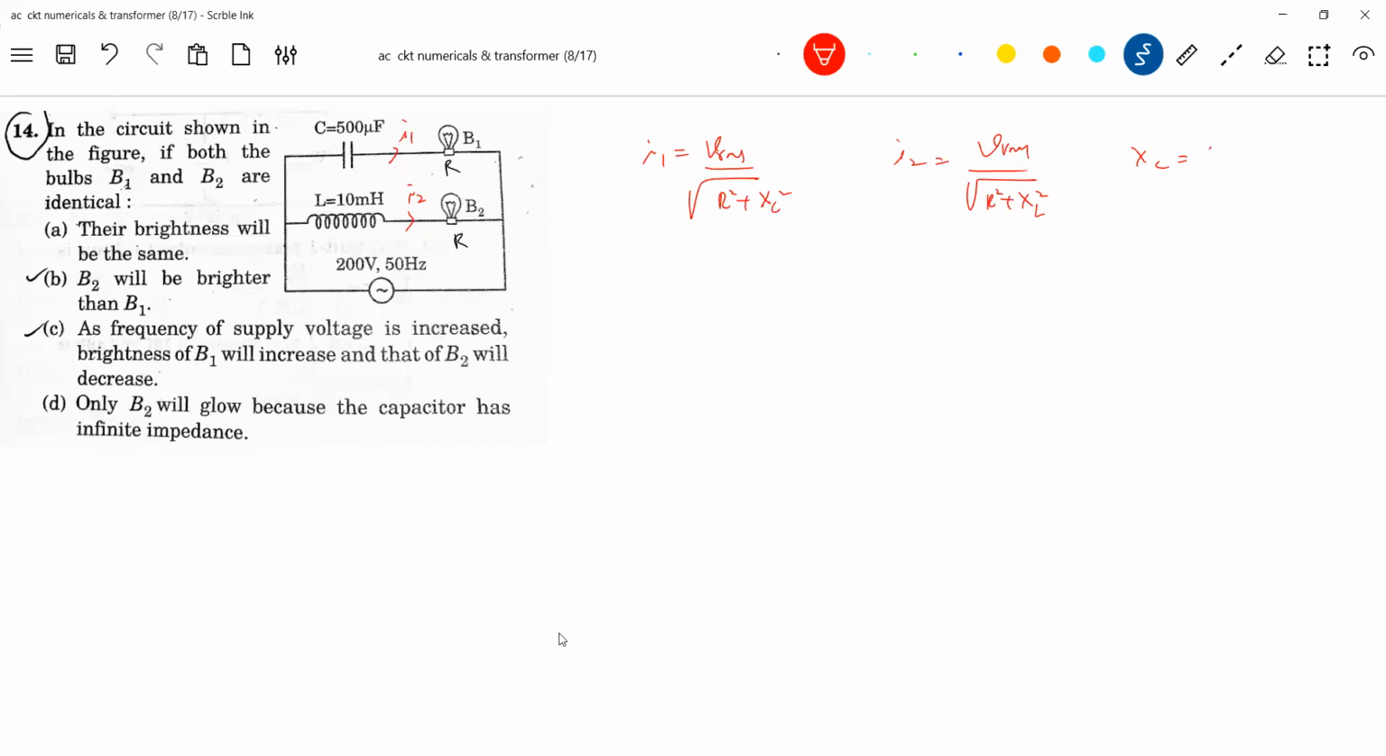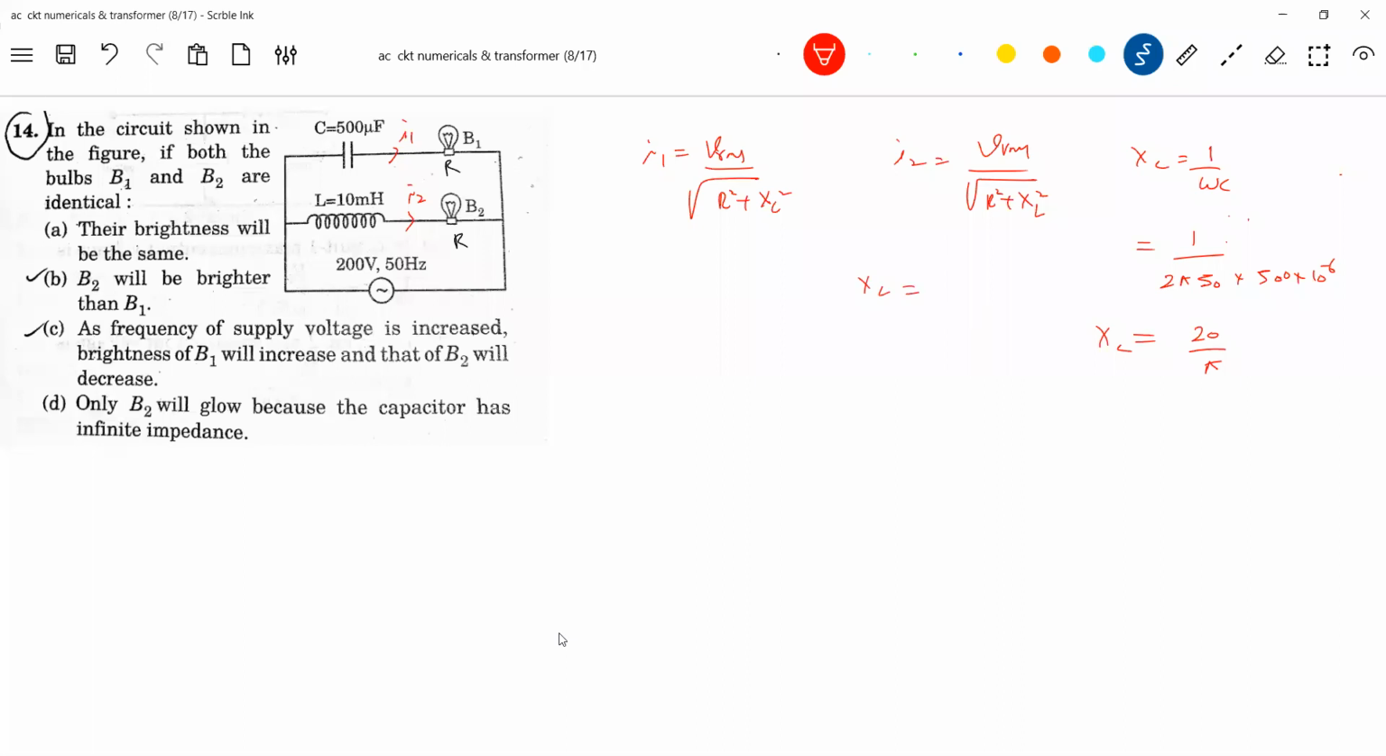What is Xc? Xc should be equal to 1 by omega C. XL is equal to omega L. Are they equal? Check it. Omega is 2 pi into 50, into the value of C. Let me proceed with this calculation. So omega is how much? 2 pi 50, and C is 500 micro farad, so it comes to 20 by pi.